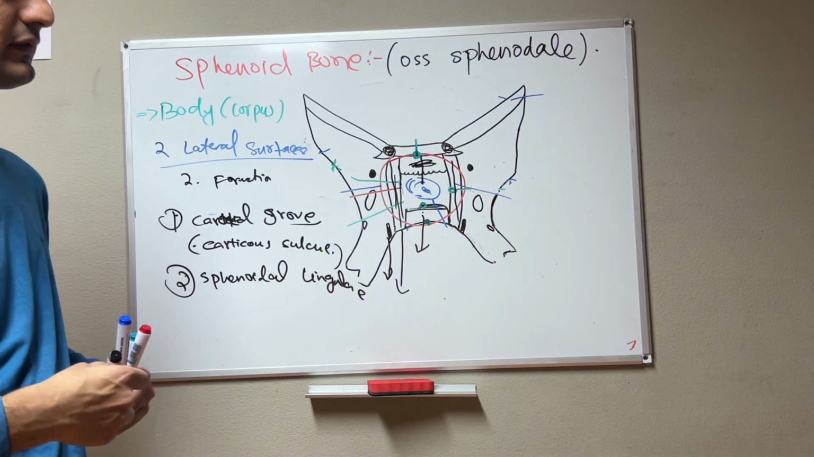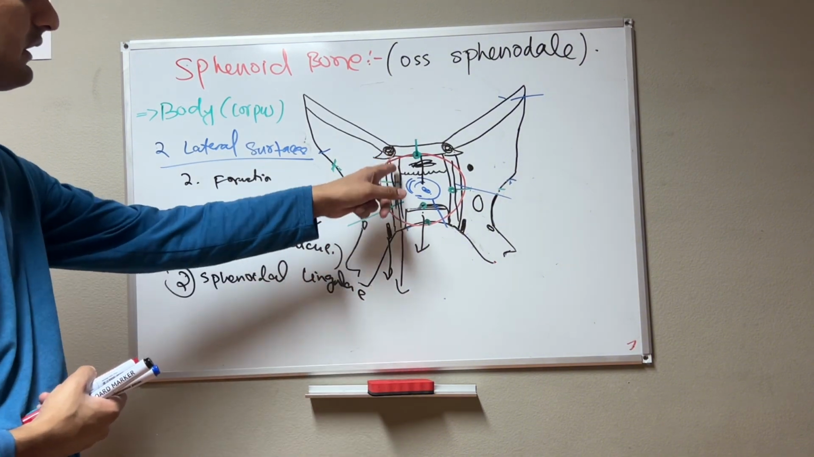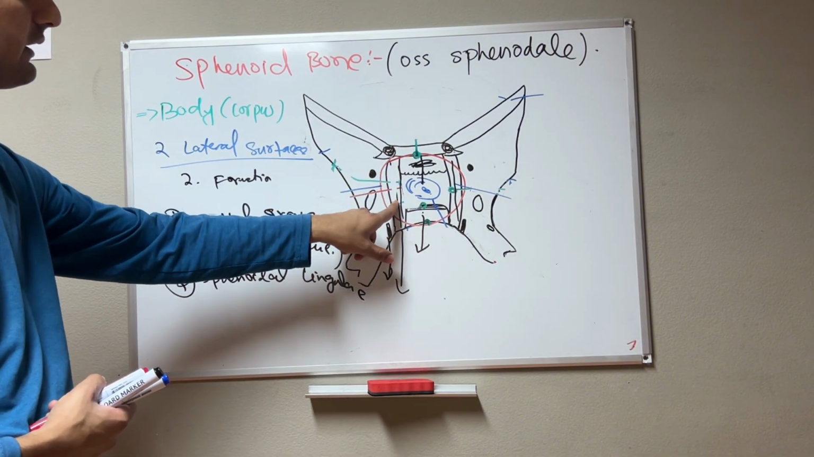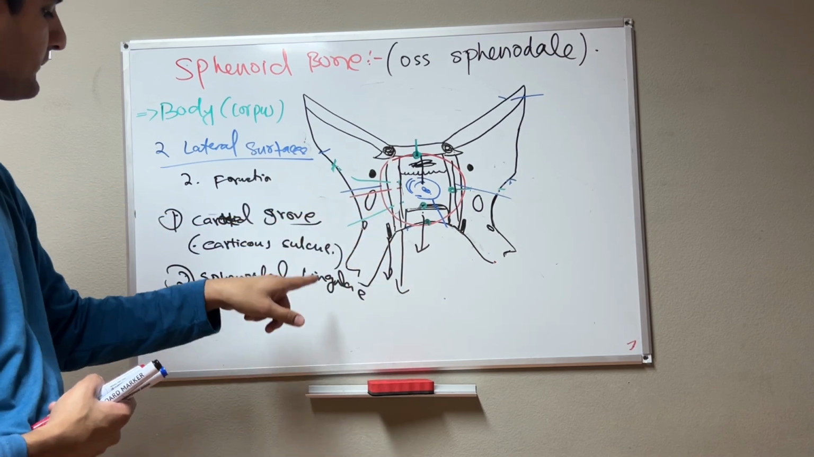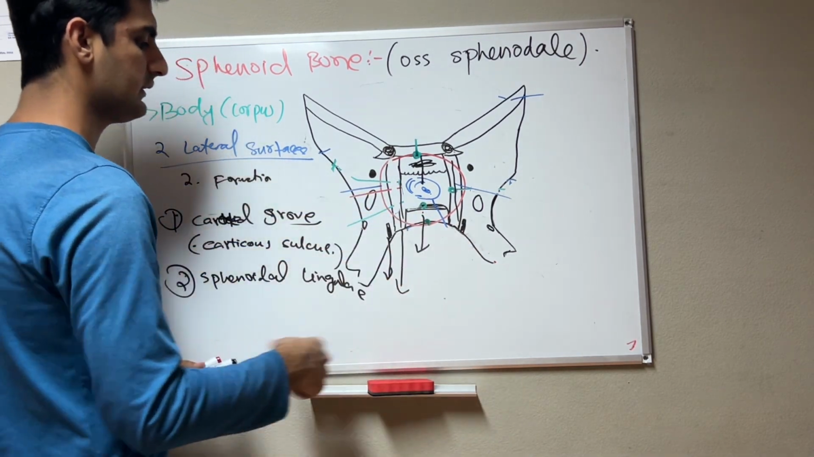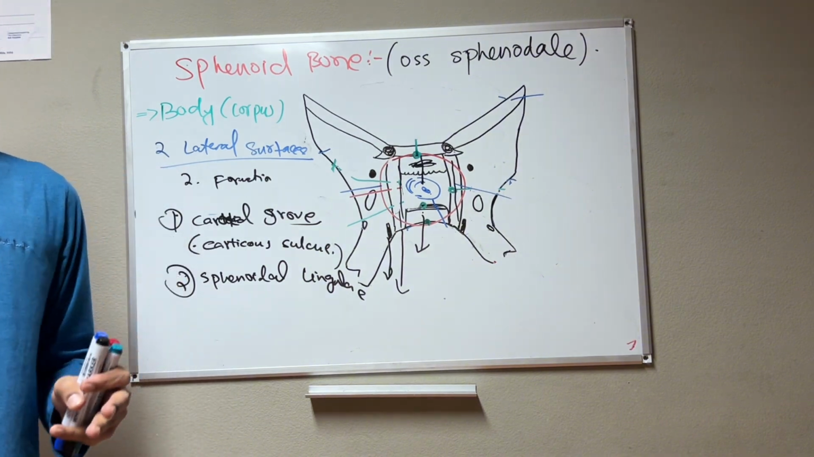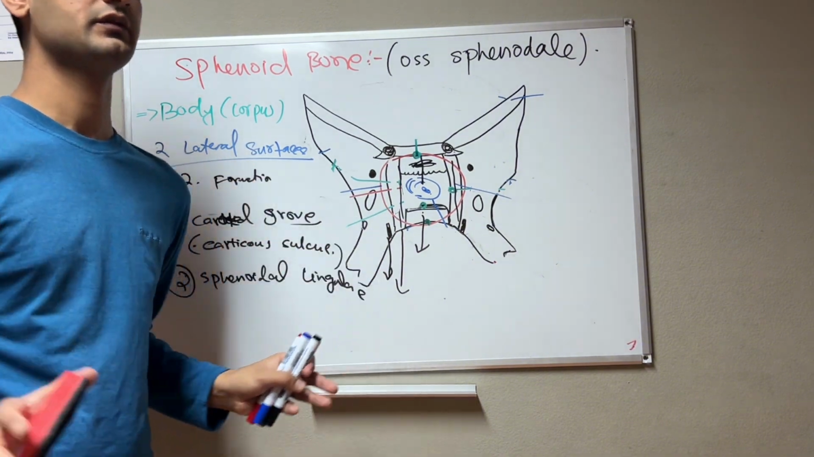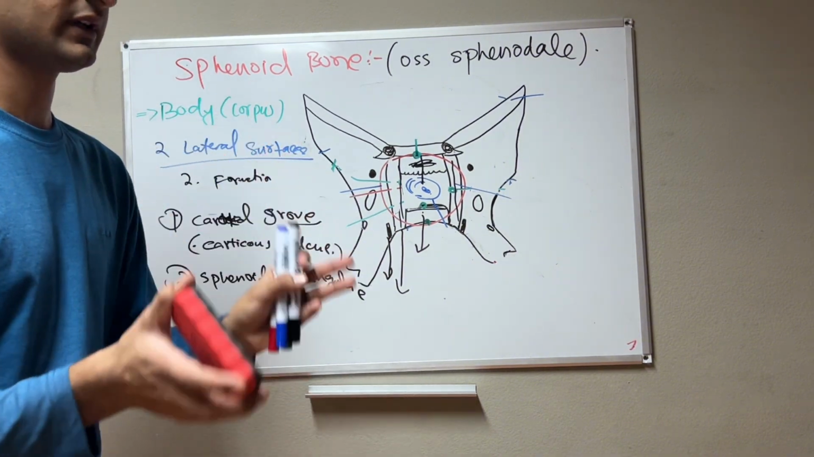Okay, on the lateral surface of the body of the sphenoid we have two formations. This sulcus or groove for the carotid artery, or carotid sulcus, and this one is the sphenoidal lingula. Okay, now one part of the sphenoid bone is finished. We discussed the six surfaces of the body of the sphenoid bone.